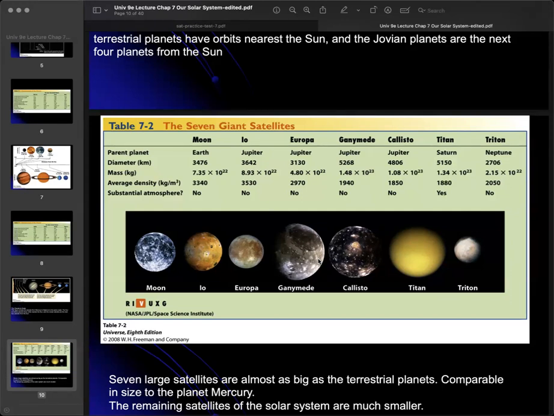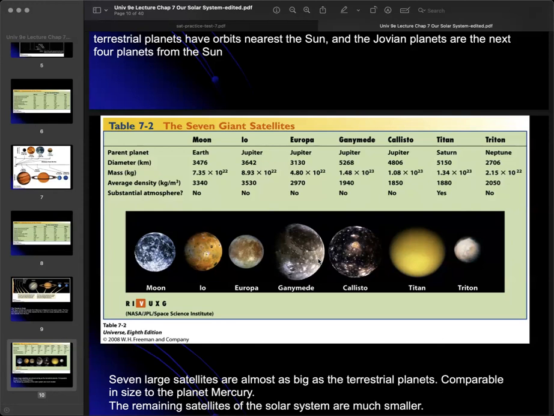Okay. So out of the total, all the moons of the planets, we have picked the 7 biggest moons, or the 7 giant satellites. Out of them, the biggest one overall is Ganymede. It is so big that it is bigger than the planet Mercury, actually.